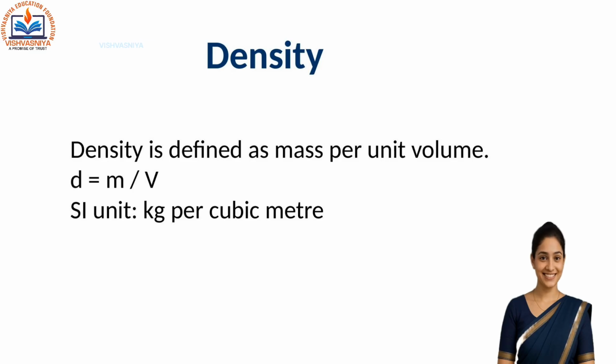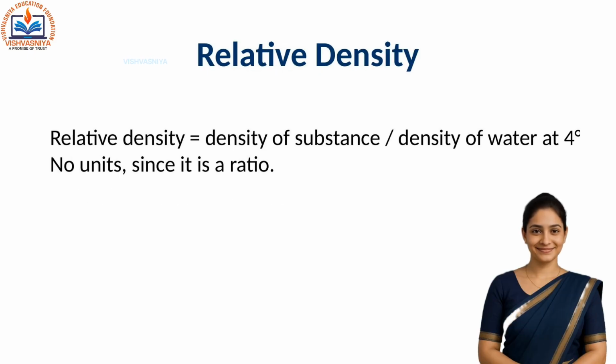Let's begin with density. What is density? It is the mass of a substance per unit volume. In simple words, it tells us how tightly matter is packed in a given space. The formula is density equals mass divided by volume. The SI unit is kilogram per cubic meter.